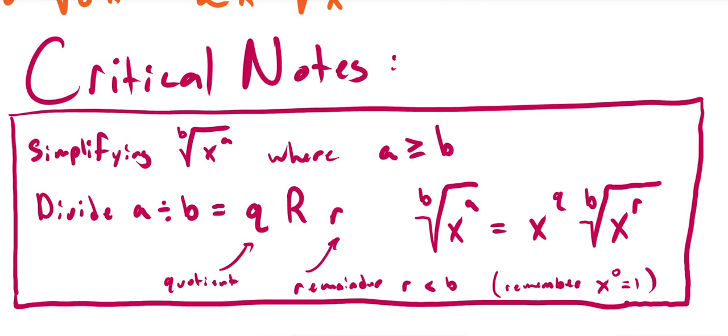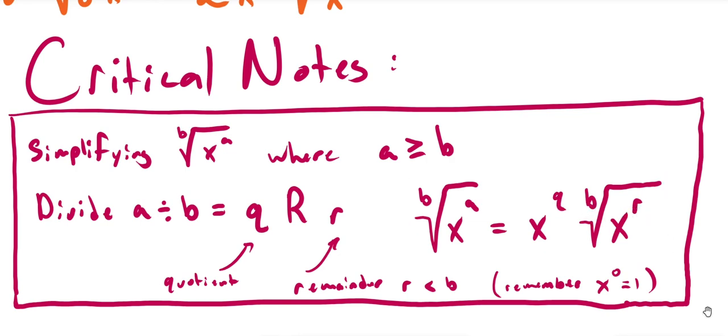So I think that's a good time for some critical notes. Copy these down, show them to me later so I know you watched the video. When we want to simplify the b-th root of x to the a, where a is greater than or equal to b, what we can do is divide a by b and get a quotient and a remainder. The quotient is going to come outside as a power, and the remainder is going to stay inside the b-th root as a power.